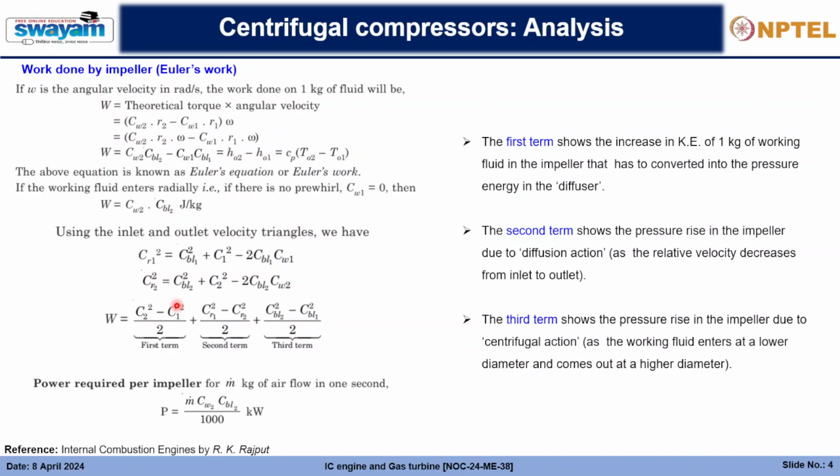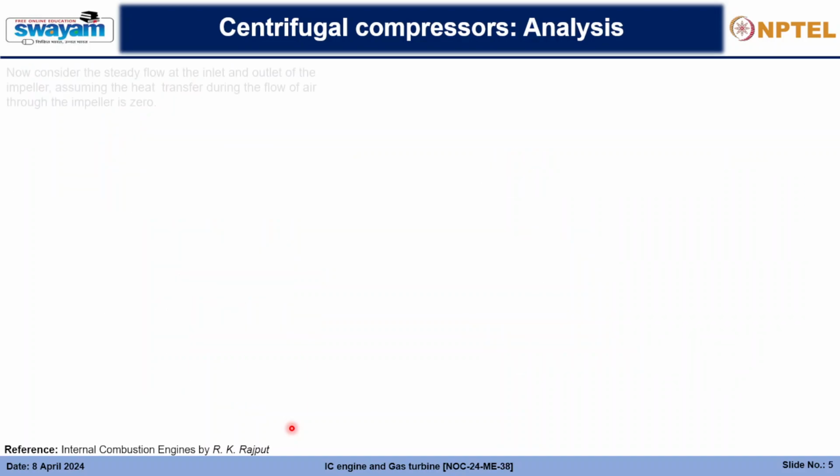So that's about the Euler's work, and the net power required per impeller for m kg of airflow in 1 second is given by P equals m into Cw2 into Cbl2 divided by 1000 kilowatt. So the work was in joule per kg, mass will be in kg per second, and together we will have joule per second, which is watt, and divided by 1000 we will have kilowatt. So that's the formula, that's the Euler's work.